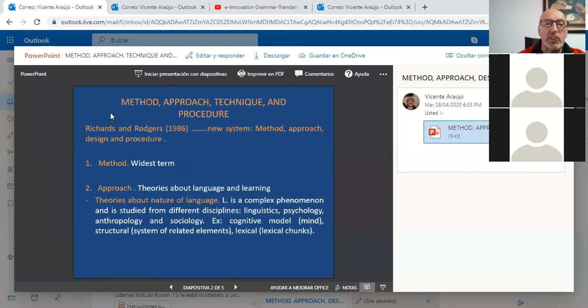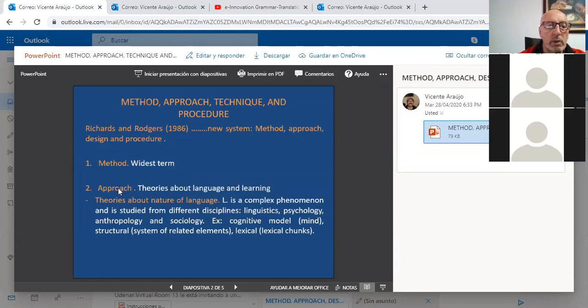So as a reaction, perhaps, well, I wouldn't say a reaction, but just with the idea to cooperate in this field of language teaching, Richards and Rogers proposed a new system of organization in 1986: method, approach, design, and procedure. Method is the widest term. In the previous class, I used a metaphor. I told you that a method is like an umbrella that covers these concepts: approach, design, and procedure.